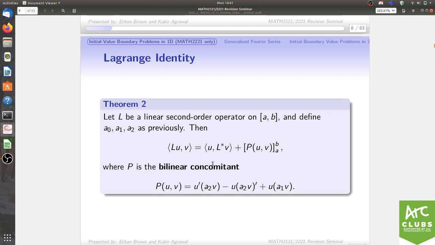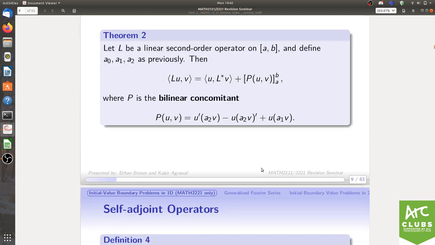The proof of this is a little long-winded, but you can brute force it out by computing what the formal adjoint is, and then writing this as an integral, and then writing this other term as an integral as well, and taking the difference of the two to show that the bilinear concomitant can be achieved. It is a very long proof, which is why we haven't discussed it, and you most definitely won't need to prove the Lagrange identity. You can just quote it.